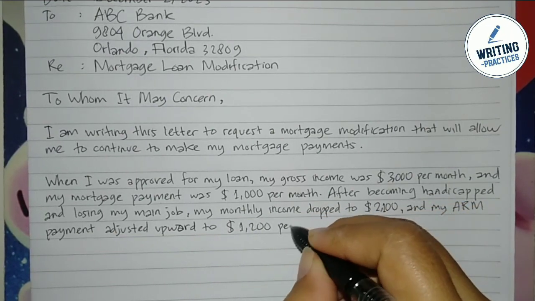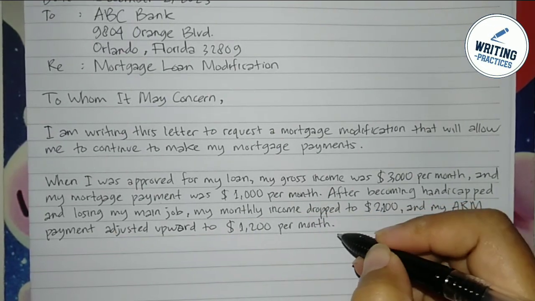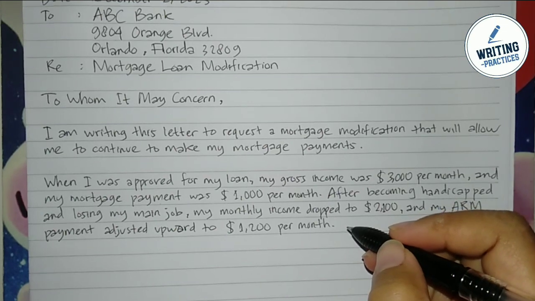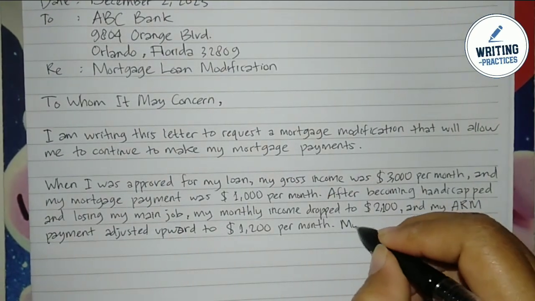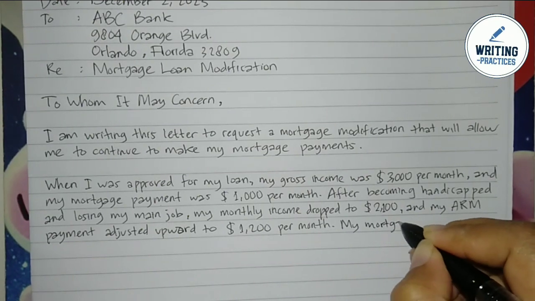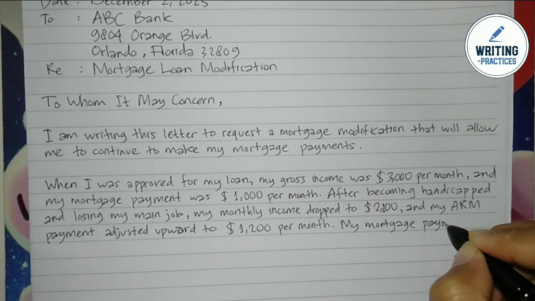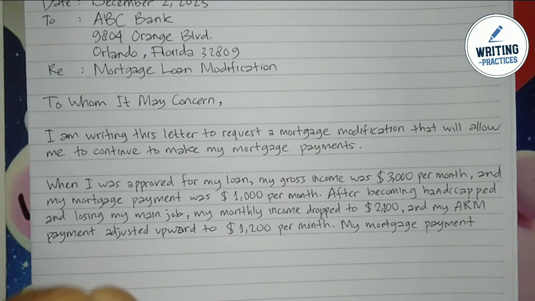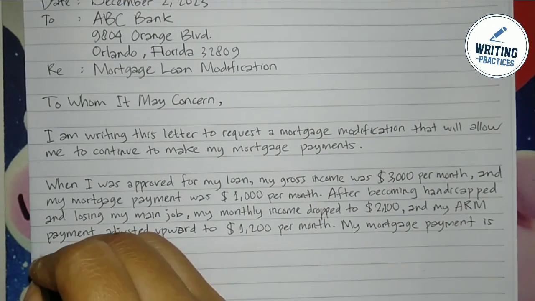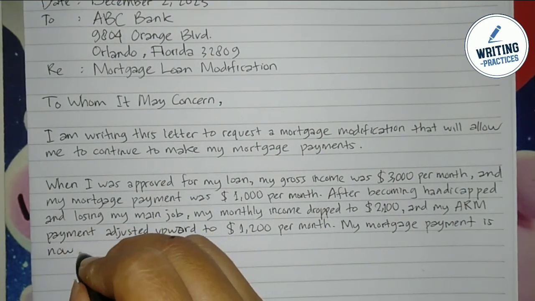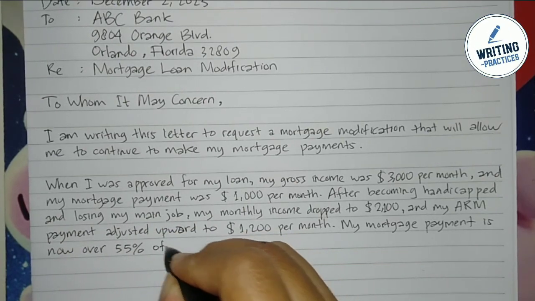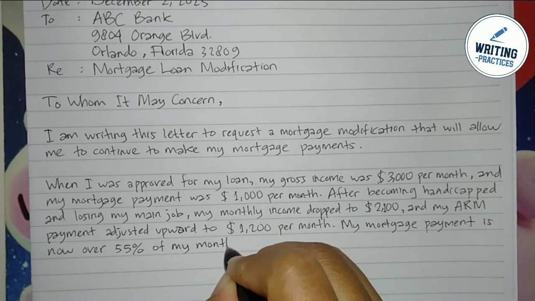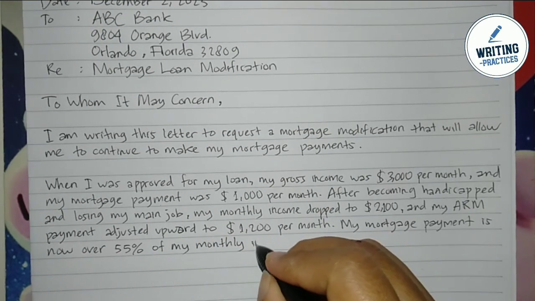Of course you find it hard. And write how hard it is for you. For example, the writer here explains that the mortgage payment is now over 55% of monthly income. And it makes sense if the writer requests for a mortgage loan modification. You have to convince the recipient that you are really in financial hardship now.